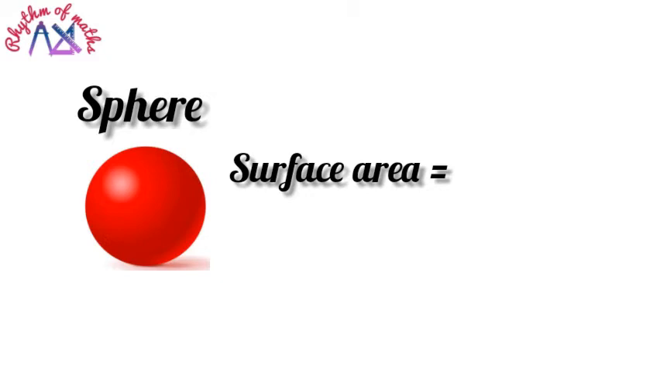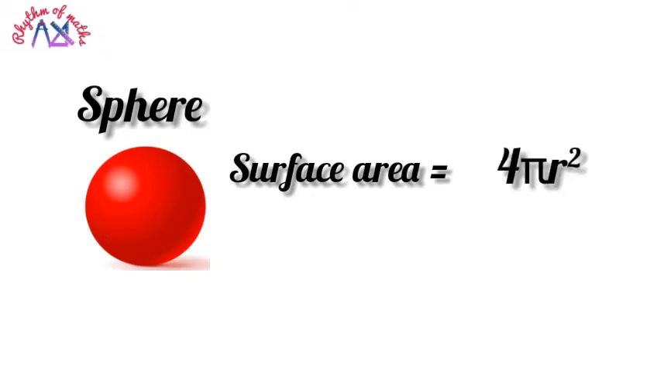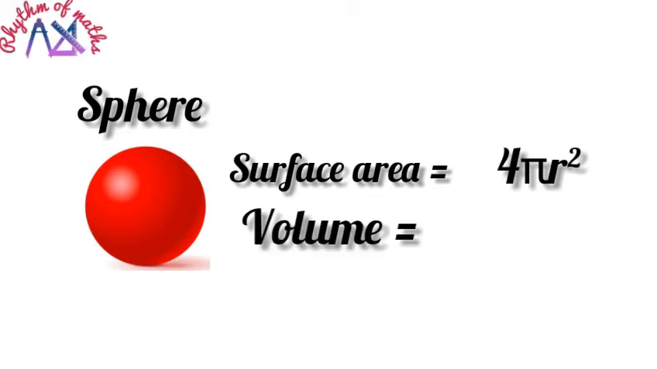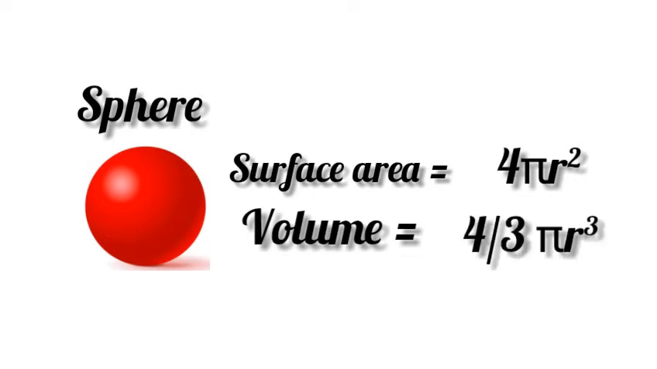So the surface area of a sphere is 4 pi r square. This is the equation. 4 pi r square is the surface area of a sphere. Next is volume. The volume of a sphere is 4 by 3 pi r cube. So surface area is 4 pi r square, and volume is 4 by 3 pi r cube.